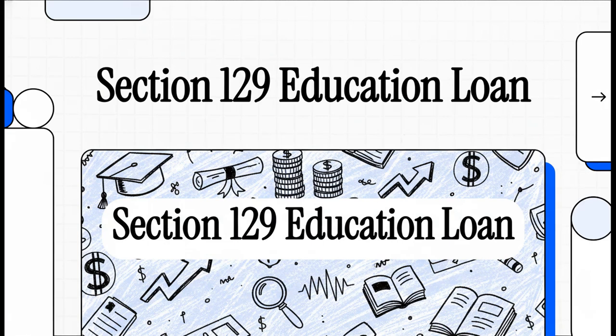Today we are focusing on a really crucial, highly relevant provision for all of us: tax professionals, chartered accountants, and, well, individual taxpayers alike. We're talking about Section 129 of the new Income Tax Act 2025. This section specifically deals with the deduction you can claim on the interest paid on a loan taken for higher education. Let's jump right in.